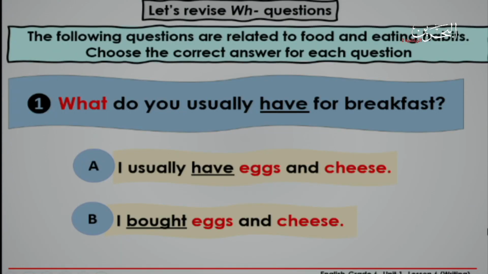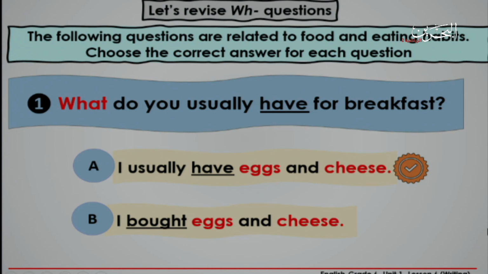Now we move to something else, which is WH questions. You have taken this lesson previously, and today we're going to revise it. What do you usually have for breakfast? We use the question word what in order to ask about things. You have got two options. I usually have eggs and cheese. I bought eggs and cheese. So the best answer is I usually have eggs and cheese, because we also have in the question the word have.